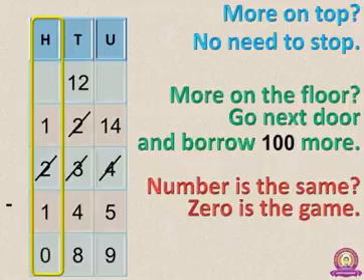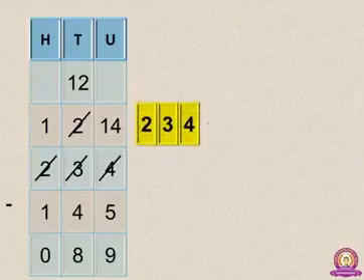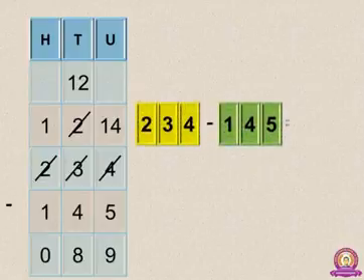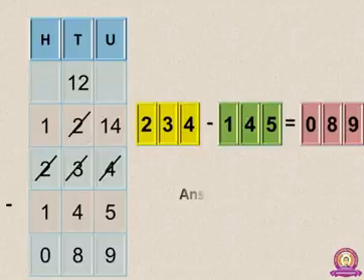Therefore, 234 minus 145 is equal to 89. Now that we know how to subtract numbers by borrowing 110 and 100, it's time to open your mathematics notebook. Write today's date, classwork, question. Arrange the numbers vertically and subtract.